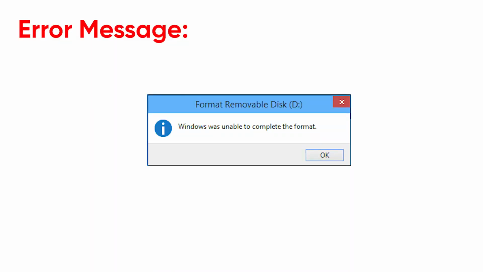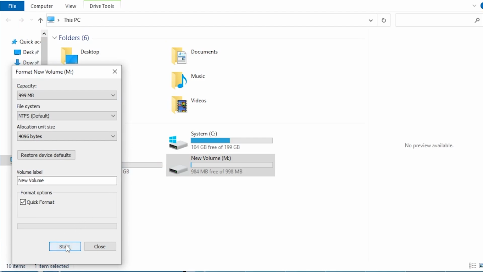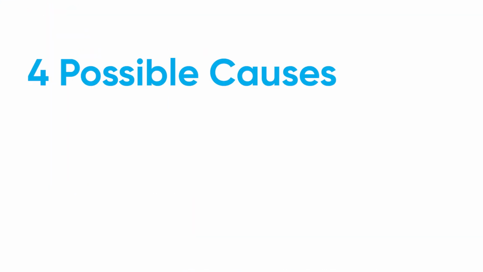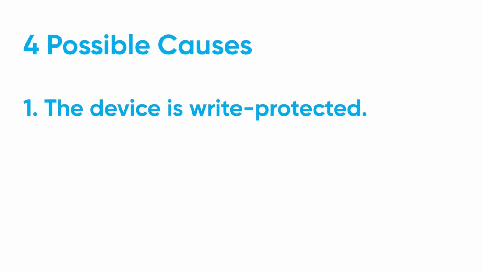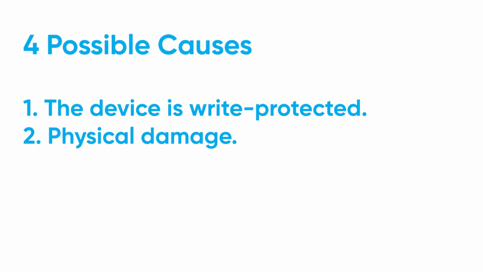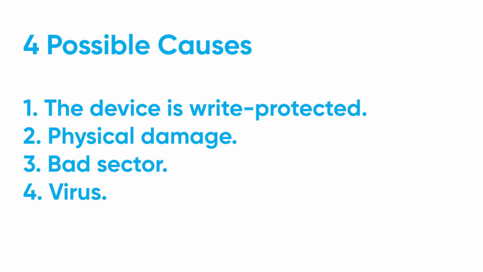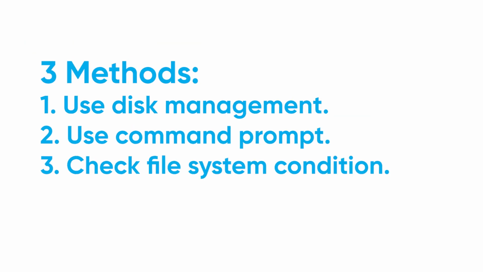Have you ever faced this message, "Windows was unable to complete the format," when trying to format a hard drive? There are four possible causes. Number one, the device is write protected. Number two, physical damage. Number three, bad sector. Number four, virus. In today's video, we will introduce three methods to fix the problem and show how to recover data once you have formatted the hard drive.